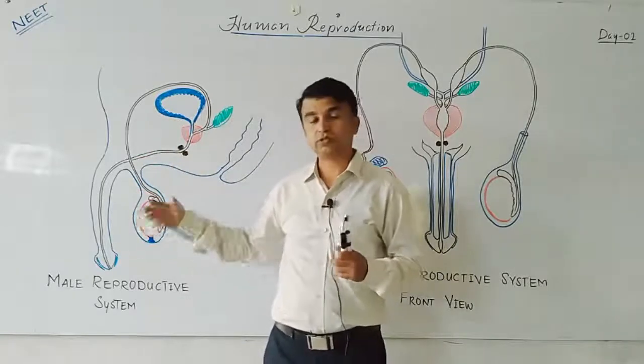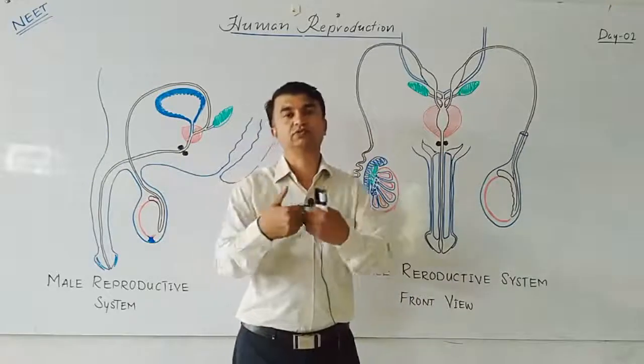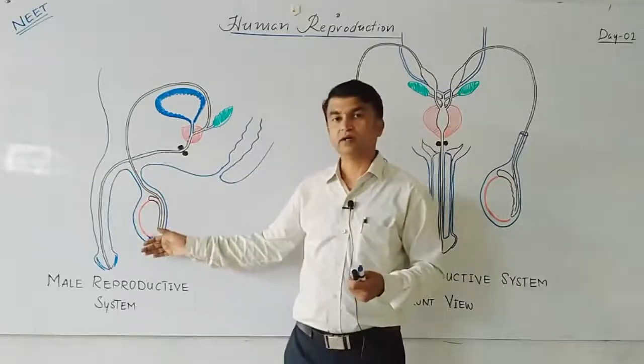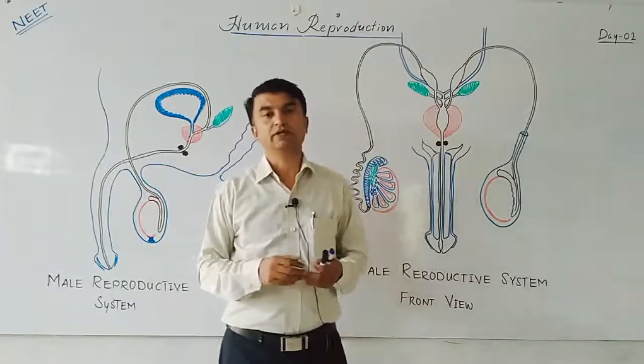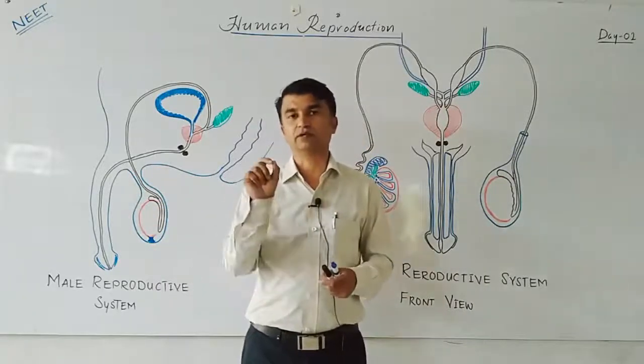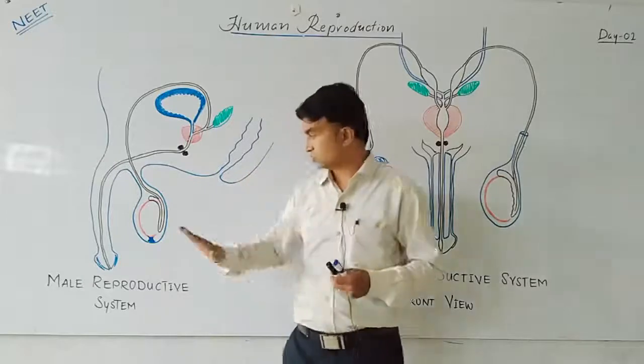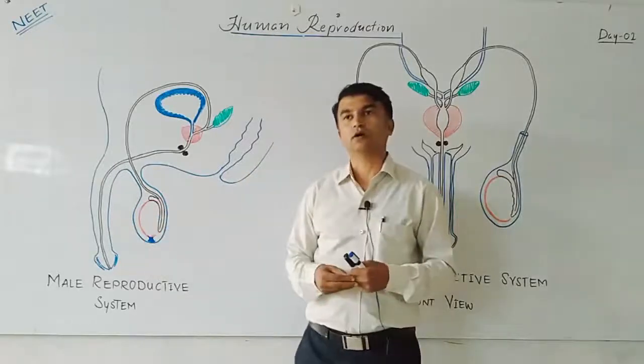The scrotum is divided into two chambers due to the presence of the septum scroti, which is present in the center. Externally it is visible in the form of the raphe. So this is about the scrotum.